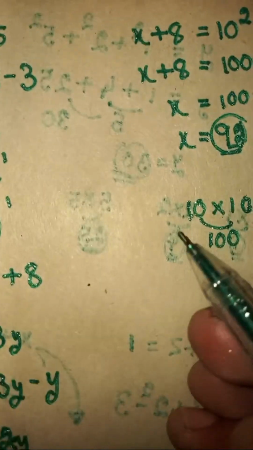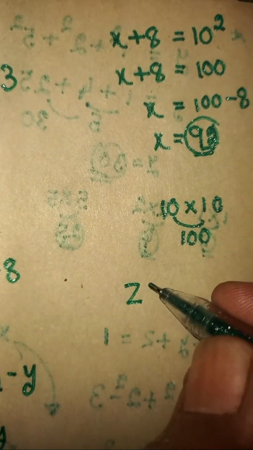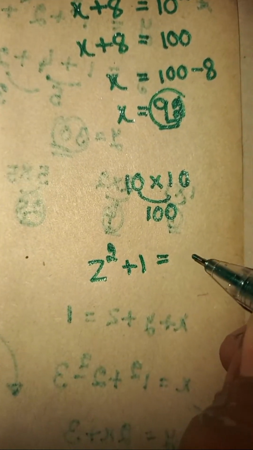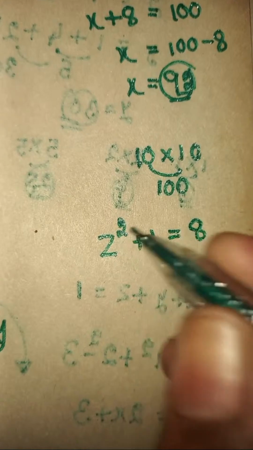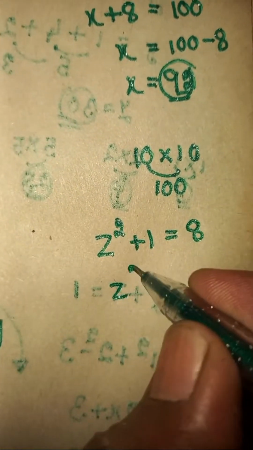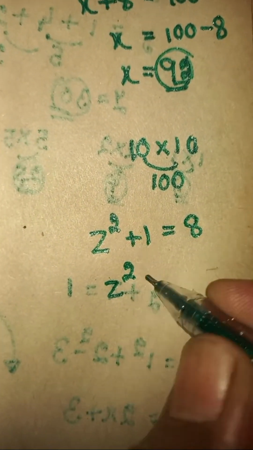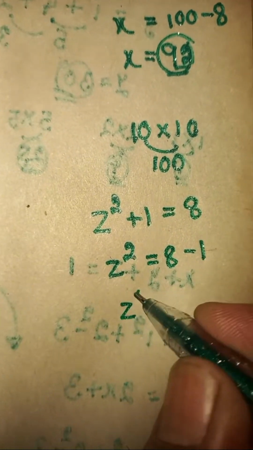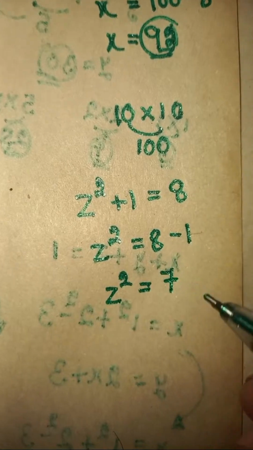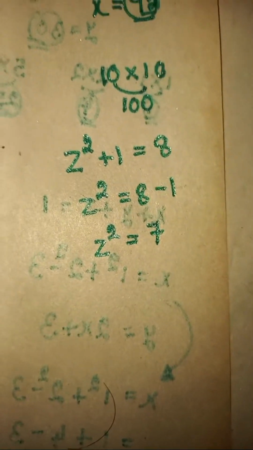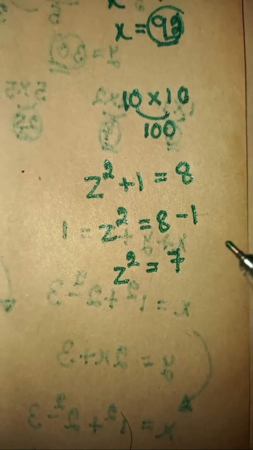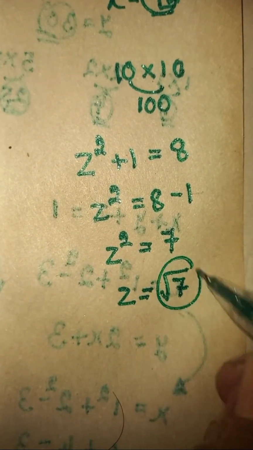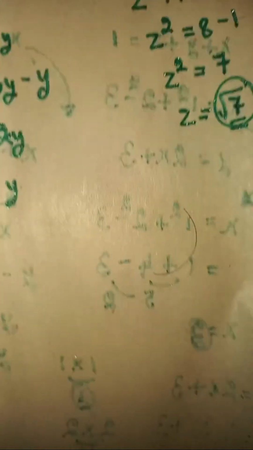And let's find out even more values, that is z. z square plus 1 equal to 8. Now find out what's the z value. z square remains here, plus 1, if you send it to that side it becomes minus 1. 8 minus 1, so z square equal to 7. Now when this square goes to that side it becomes root, so z becomes equal to root 7. That is the value of z.